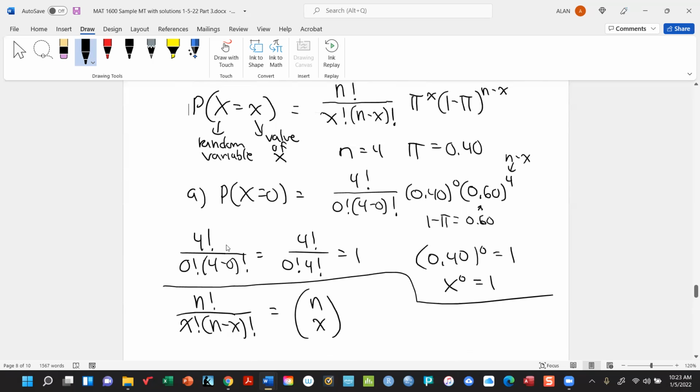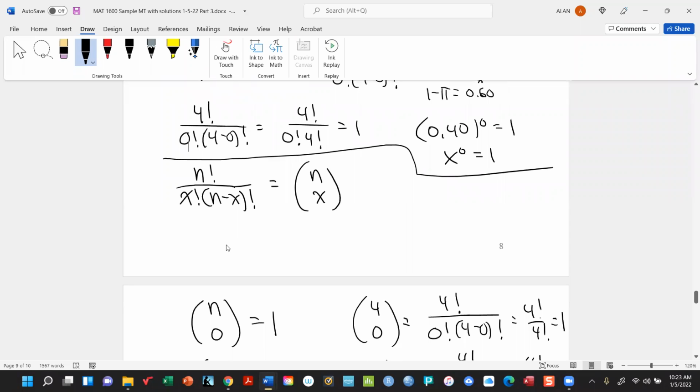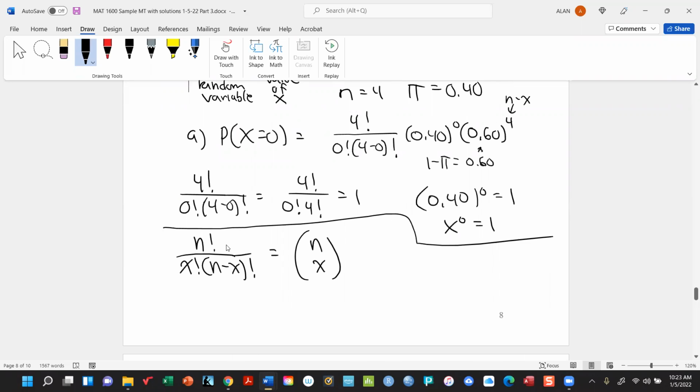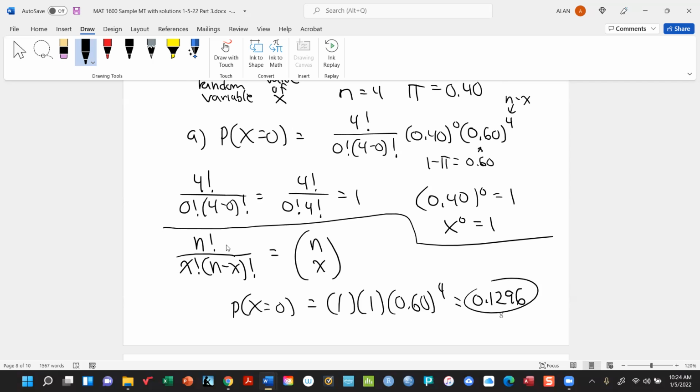Now, by the way, in this case, since we have so much cancellation going on, you've got already that this first piece is 1. The second piece is 1. And then we're just left with 0.60 to the 4th power. And so we wind up with, let's see, 0.1296. All right, so that's your actual answer right there.